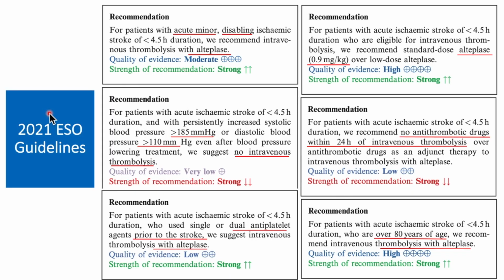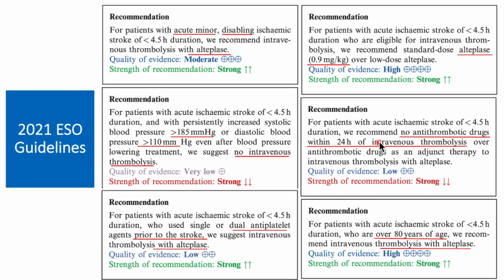Now, 2021, we've got the latest European Stroke Organization guidelines, and according to them, if the blood pressure is more than 185 over 110 and does not come down despite your treatment, then you cannot thrombolyze the patient. Similarly, if the patient has been on dual antiplatelet therapy prior to stroke, that does not mean that you cannot give alteplase. You can still give alteplase, but if you're giving alteplase to the patient, what is important is that you do not give antithrombotics within the next 24 hours.